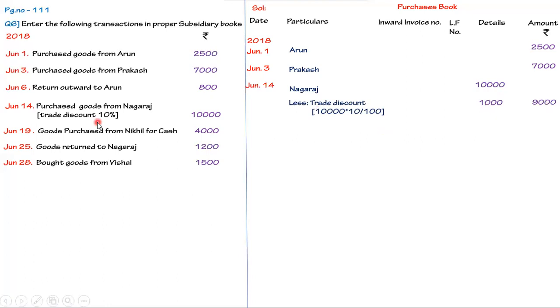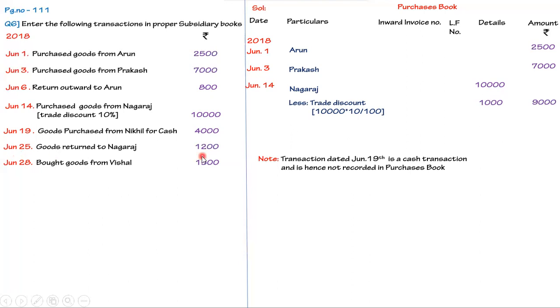The next transaction after June 14 is on June 19, which is given as goods purchased from Nikhil for cash 4,000 rupees. So it is a cash transaction and it will not be recorded in purchases book, for which we will be writing a note that transaction dated June 19 is a cash transaction and is hence not recorded in purchases book. Then we have a transaction on June 25, which is given as goods returned to Nagaraj 1200 rupees.